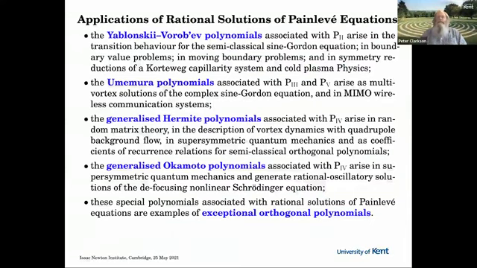The generalized Hermite polynomials arise in random matrix theory, description of vortex dynamics, supersymmetric quantum mechanics, and as coefficients of recurrence relations in semi-classical orthogonal polynomials. The generalized Okamoto polynomials arise in supersymmetric quantum mechanics and can generate some solutions of the defocusing nonlinear Schrodinger equation. And the special polynomials associated with rational solutions are really examples of what are known as exceptional orthogonal polynomials, which are currently under much study.